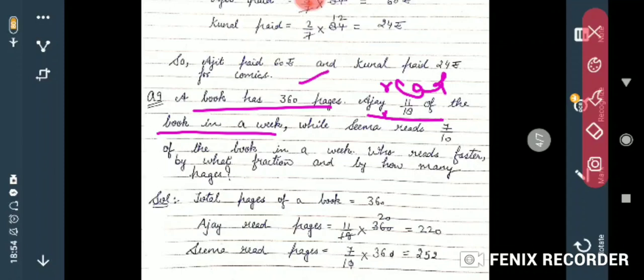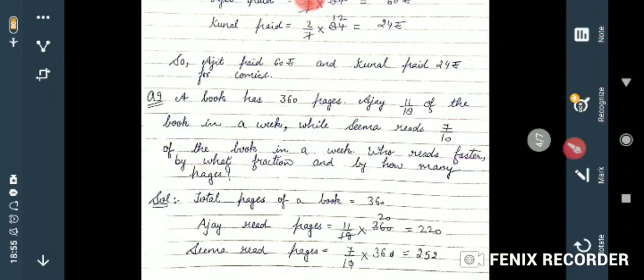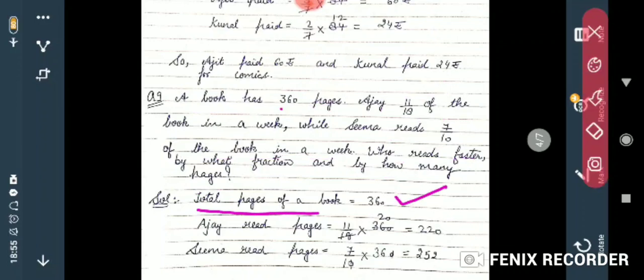And what are the total pages of the book? 360. While Seema reads 7 by 10 of the book in a week. And how much does Seema read? 7 by 10 of what? 360. So you have to find who reads faster, by what fraction, and by how many pages. So who reads faster between Ajay and Seema, what is the fraction, and how many more pages did the person read.